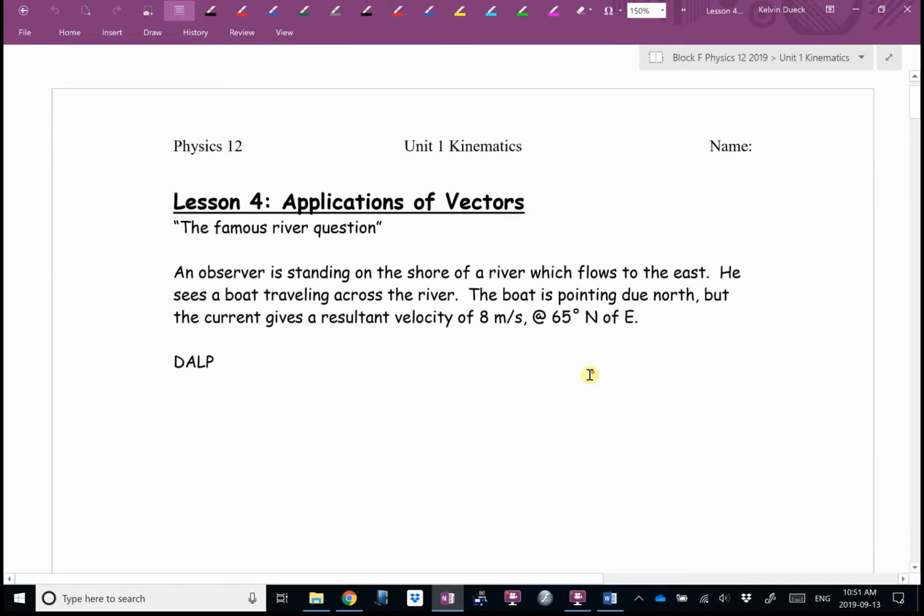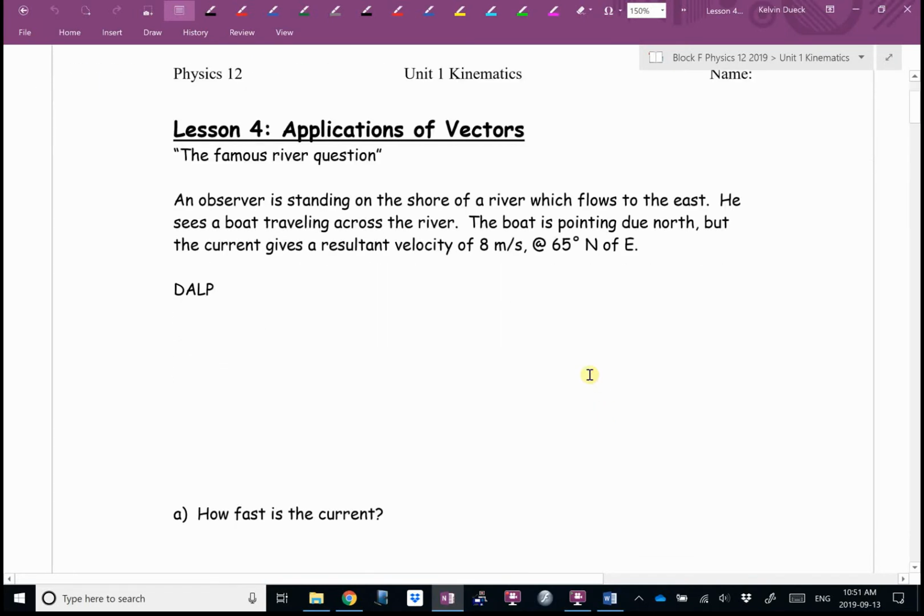What does it look like? An observer is standing on the shore of a river which flows to the east. I just said a direction, so I'm going to put a little compass rose. He sees a boat traveling across the river. The boat is pointing due north, but the current gives a resultant velocity of 8 meters per second at 65 degrees north of east. DULP.